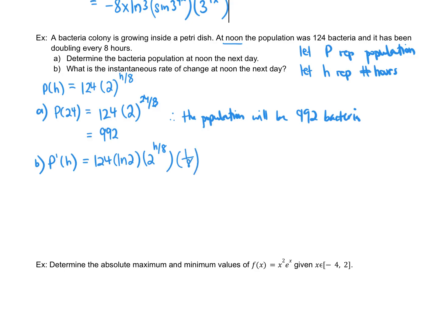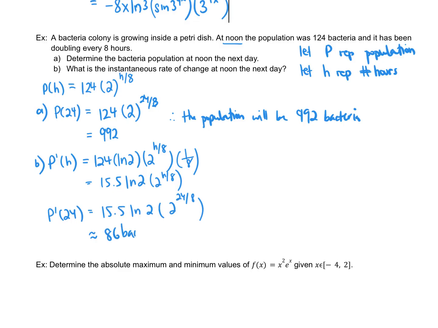Now I'm just going to clean this up. 124 times 1 over 8 is 15.5. The ln 2 stays. And then 2 to the power of h over 8. And now we're ready to sub in 24. And we get approximately 86 bacteria per hour at noon specifically.